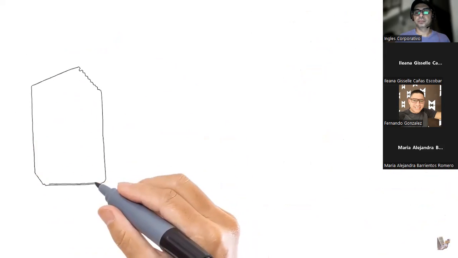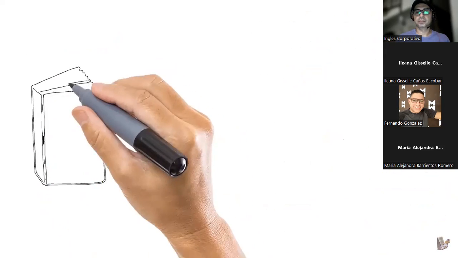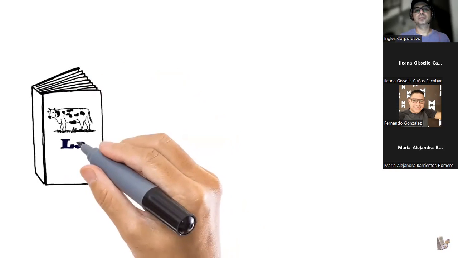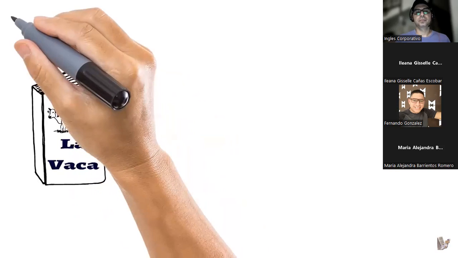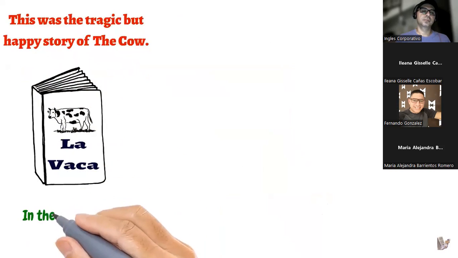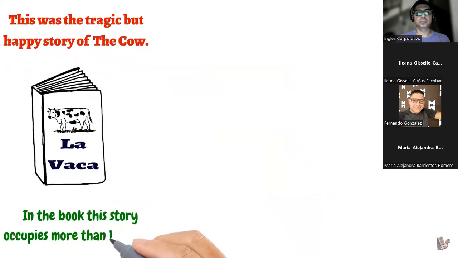Well, this is the tragic, but also happy, story of the cow. I have tried to summarize it, but I didn't want to neglect any essential detail of the teaching of this inspiring story. In the book, this story is covered in more than 10 pages and contains many more details that deepen it and make it more interesting.